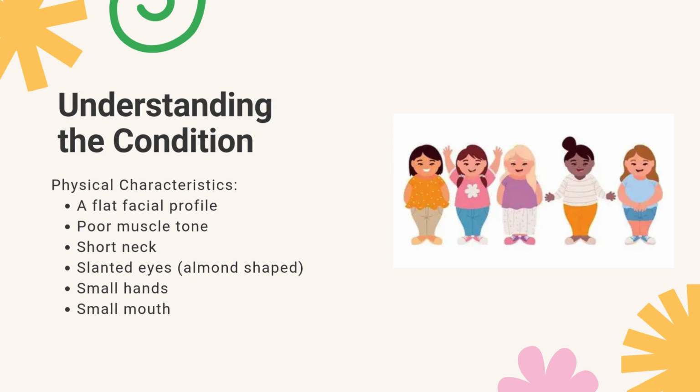Here's some tips to understand the condition. First, we'll go over physical characteristics. Some things you might see can include a flat facial profile, poor muscle tone, a short neck, slanted eyes in an almond shape, small hands, or even a small mouth.